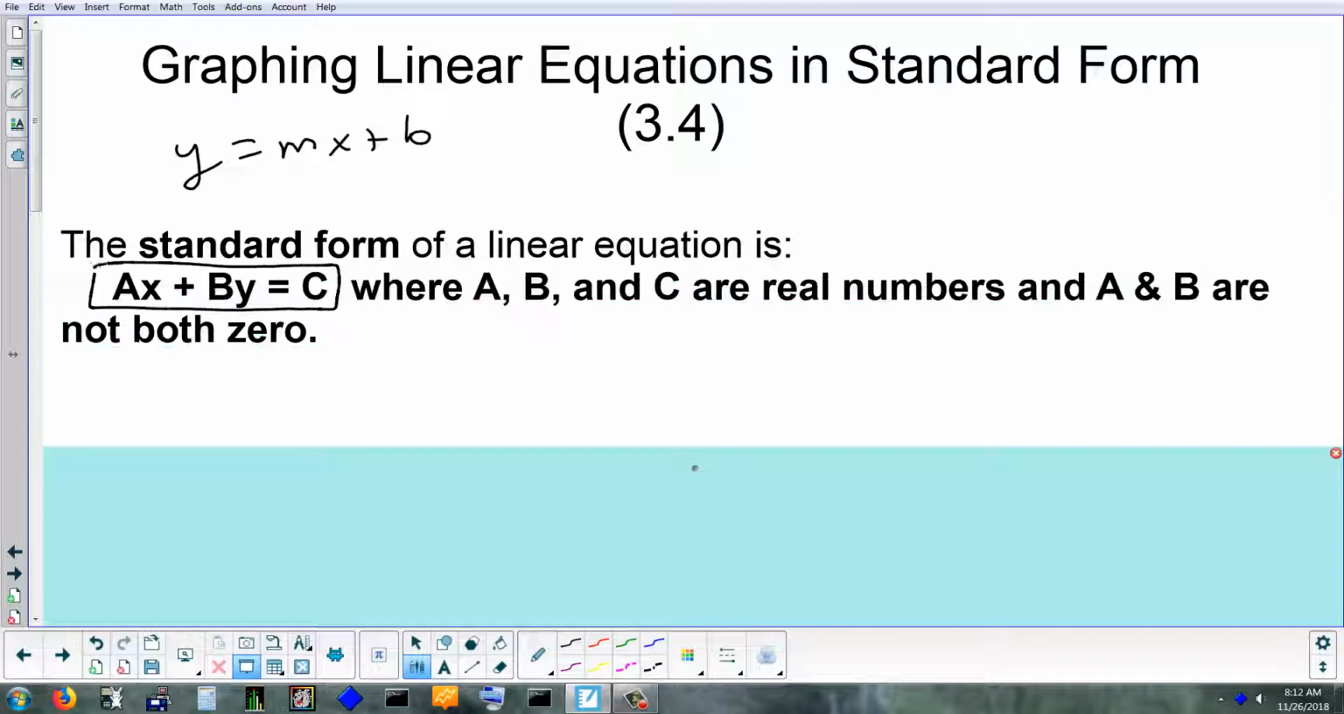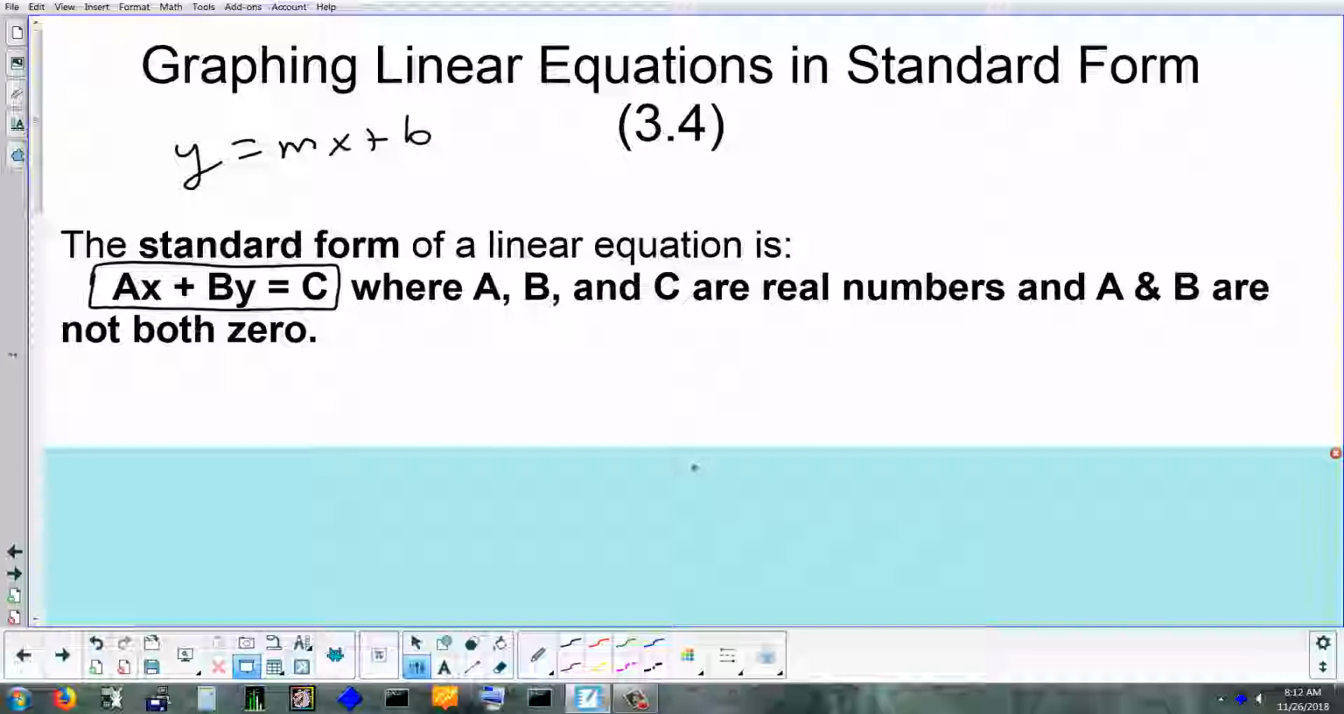So what's in bold here, you want to write this all down. AX plus BY equals C. Whatever's in bold up there, you want to write. So you have a blank to write standard form, then you want to write that whole thing: AX plus BY equals C, where A, B, and C are real numbers, and A and B are not both 0.